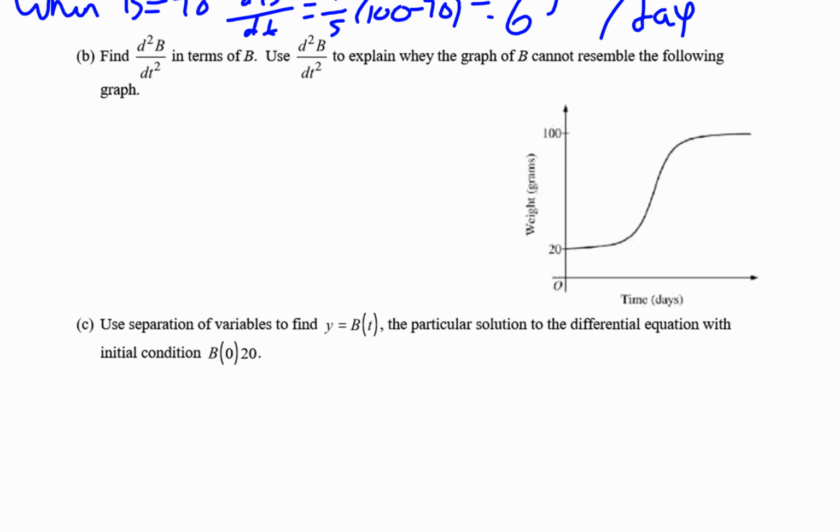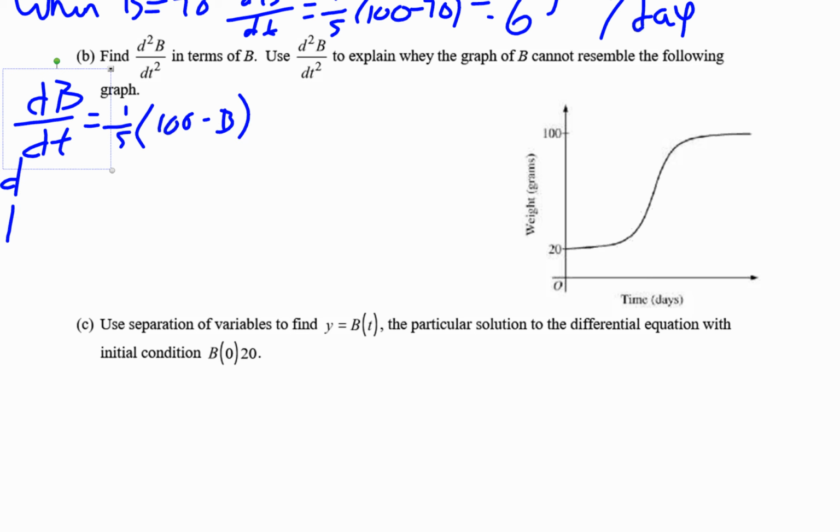Find the second derivative in terms of b. All right, so let me rewrite my first derivative down. We're going to take the derivative. Okay, so we get the second derivative there.